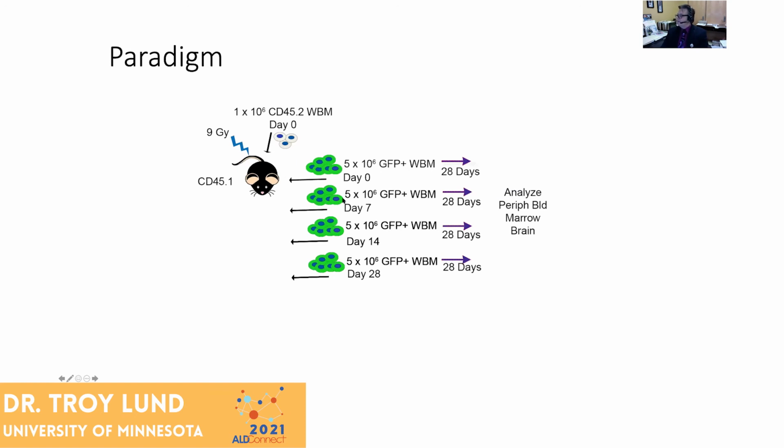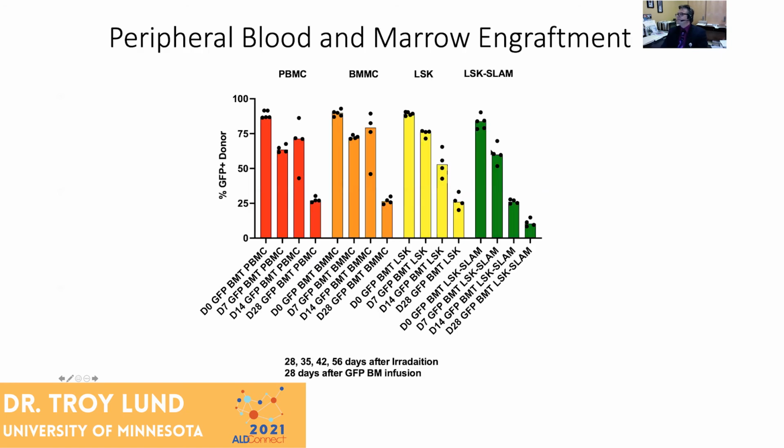But then we took another group of mice and we waited 7 days. Then we gave them a transplant. And we took another group of mice and we waited 2 weeks. Then we gave them a transplant. So again, it's whole bone marrow cells. And then a 4th group, we actually waited 4 weeks after radiation to give them their transplant. And in each group, we waited a full month after the infusion, so the cells would have the same amount of time to mature if that's what had to happen. So again, 0 to 28 days after radiation, and then 28 days after infusion, we analyzed peripheral blood, marrow, and brain.